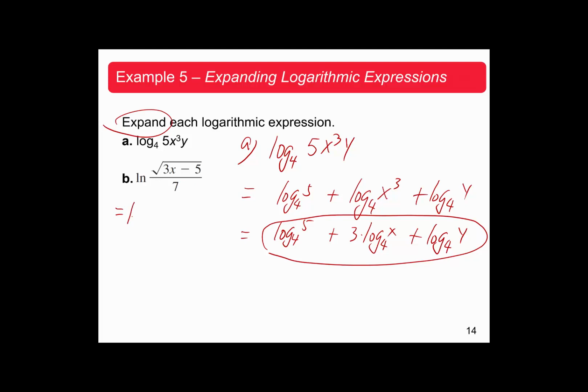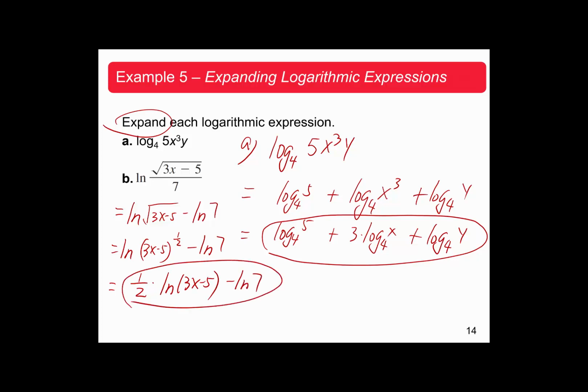And the second one, part B: ln of the square root of 3x minus 5 over 7. The division becomes subtraction, ln of the radical minus ln of 7. Now the square root of 3x minus 5 becomes 3x minus 5 raised to the half power, so you turn the radical into an exponent. Now you put the power in the front: half times ln of 3x minus 5 minus ln of 7. And that's how you expand it completely.